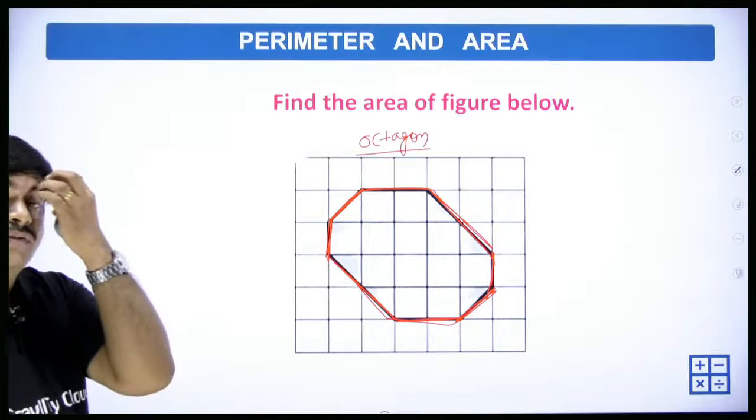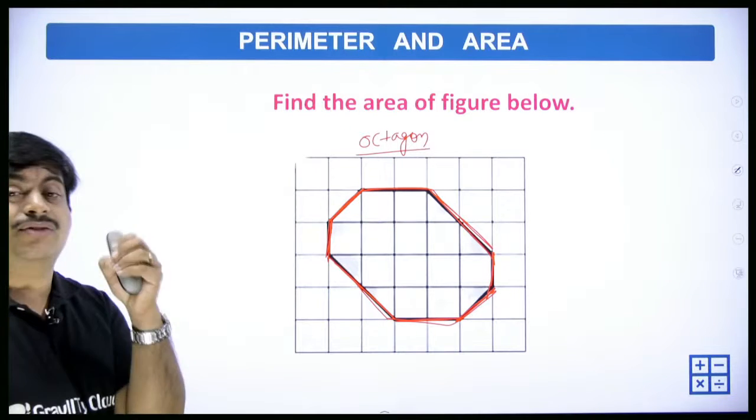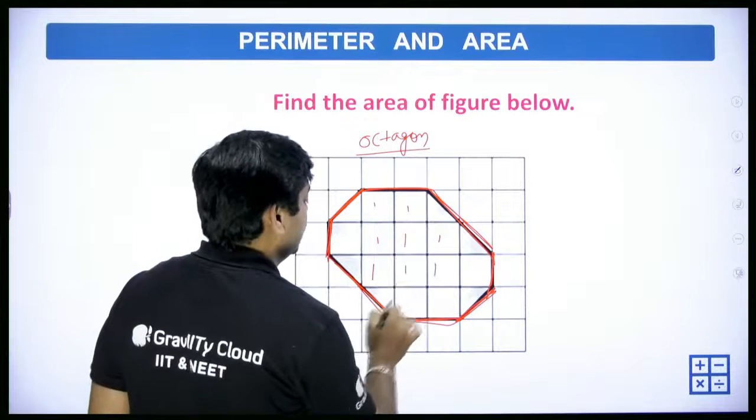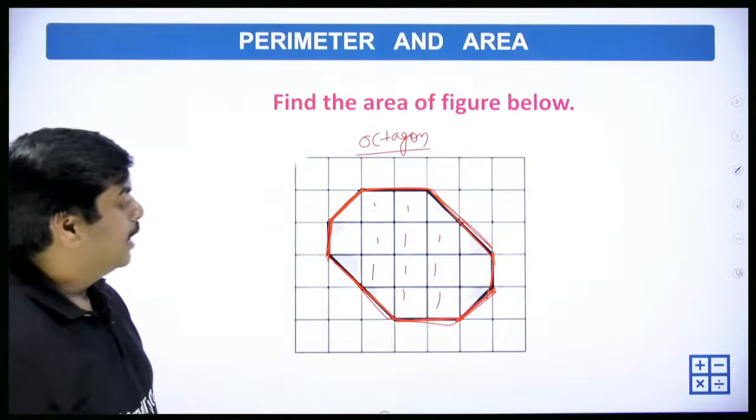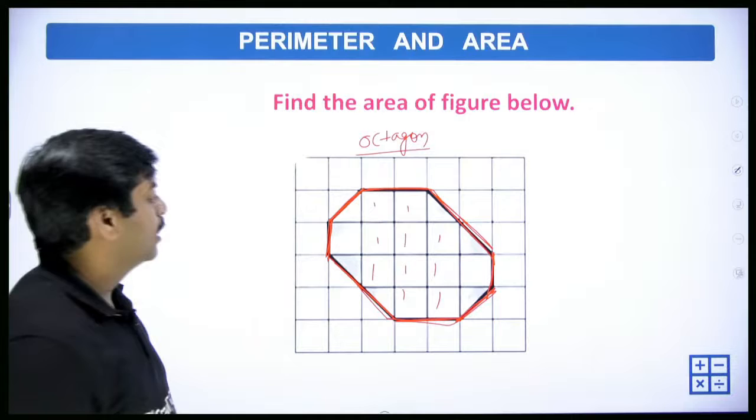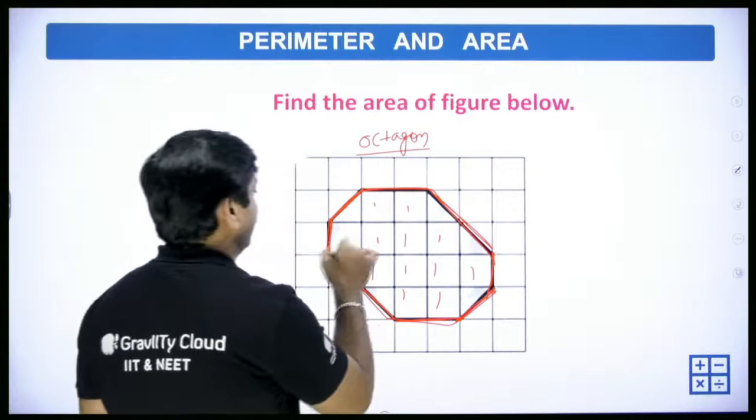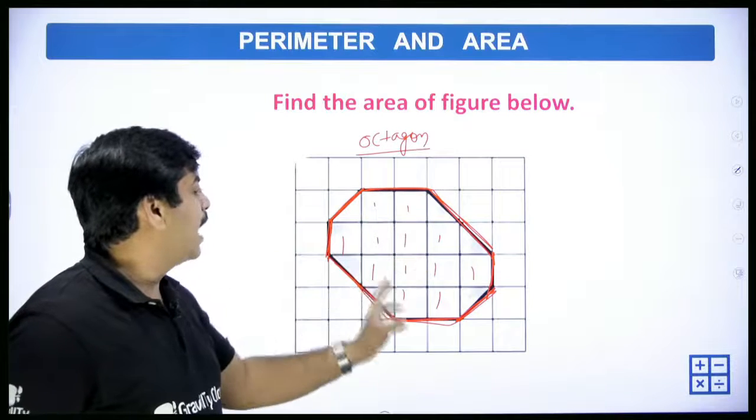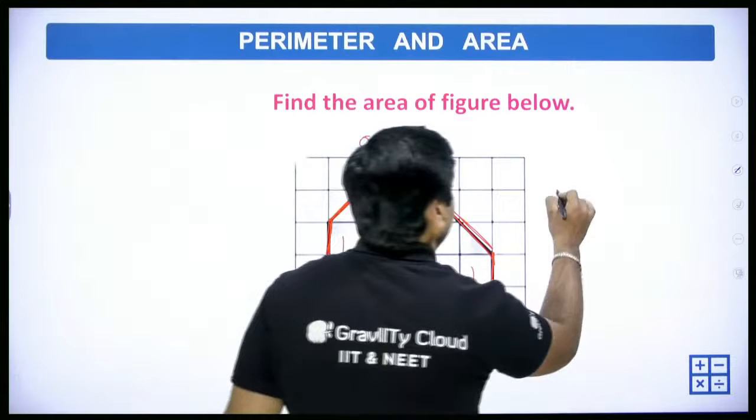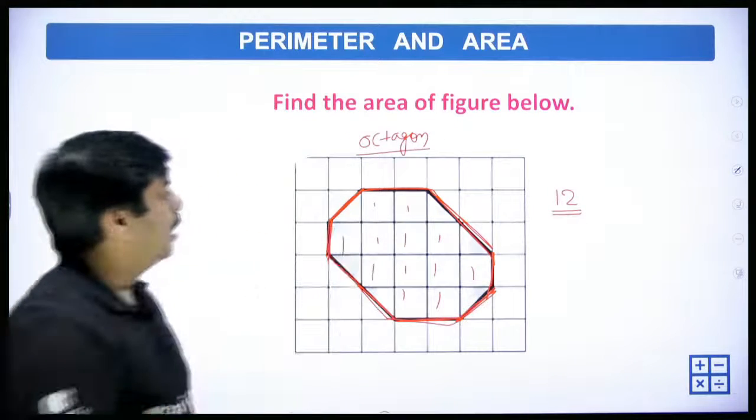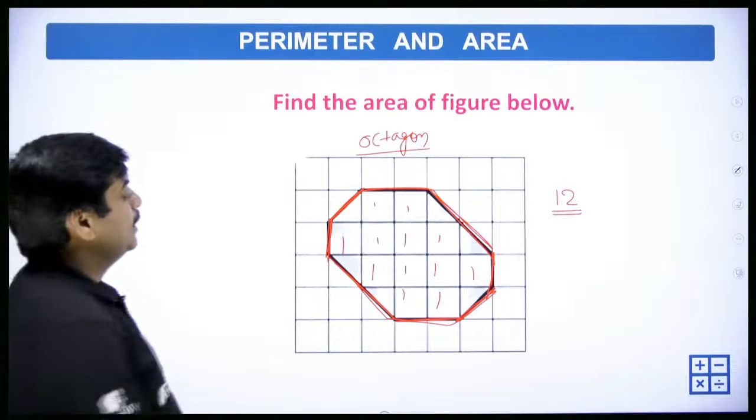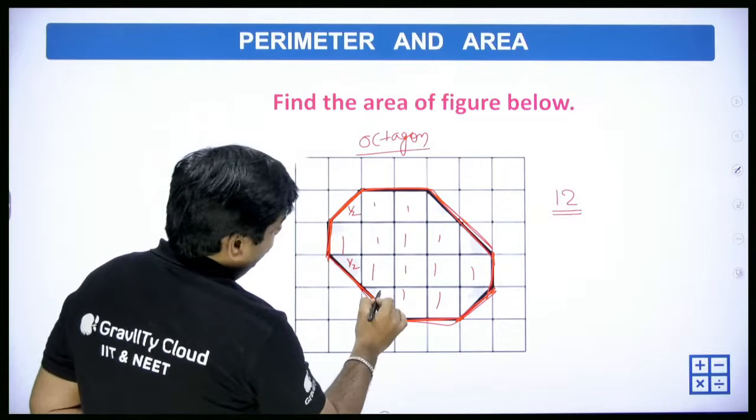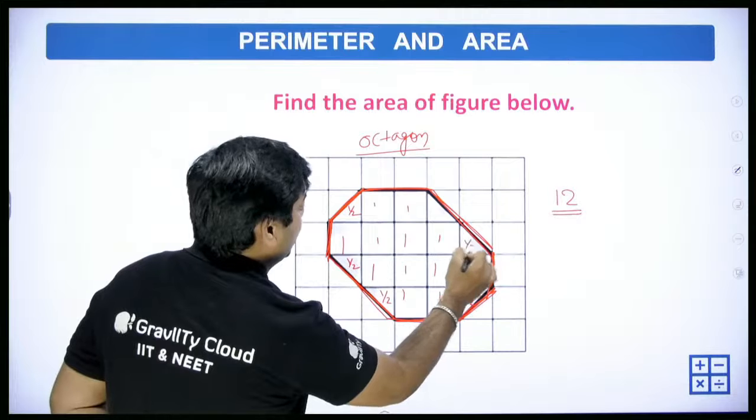So now to find the area, first of all, find how many perfect squares are available. 1 2 3 4 5 6 7 8 9 10, and maybe this one also, 11 and 12. So till here we got 12 square units. But this is exactly half, and this is exactly half. Half, 1 by 2, 1 by 2, this is 1 by 2 again, this 1 by 2 again, and 1 by 2.